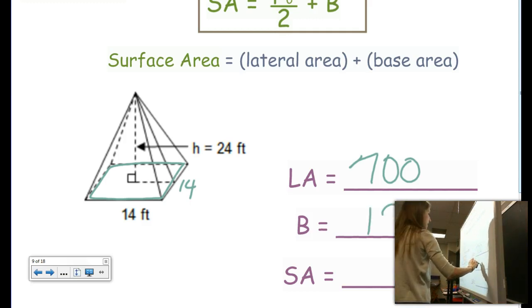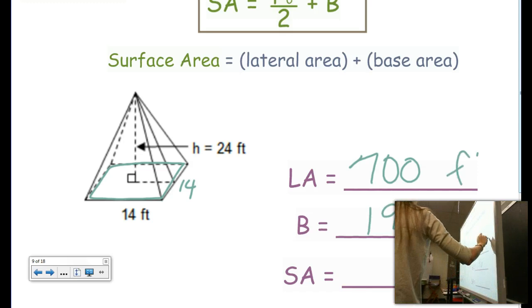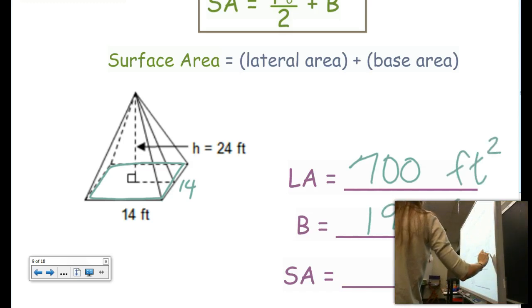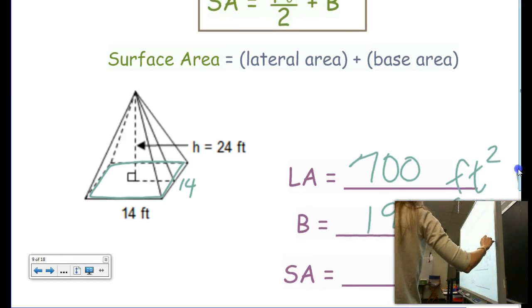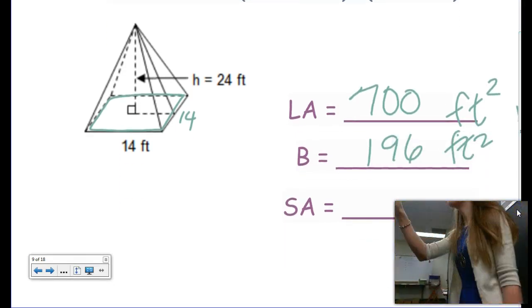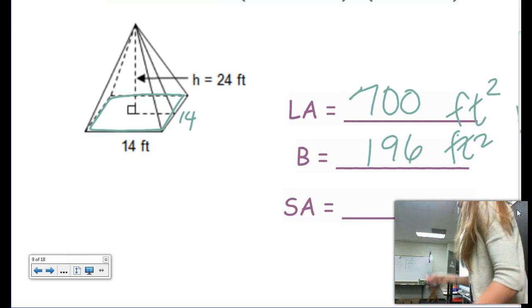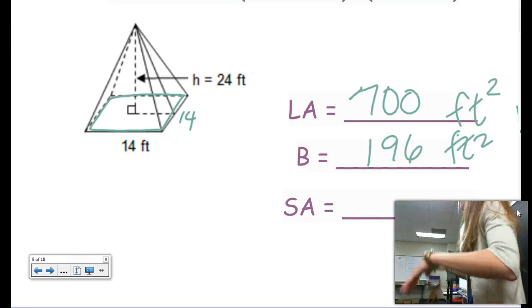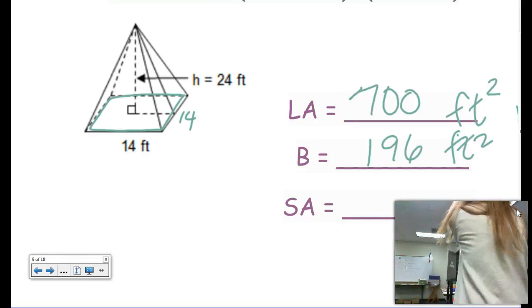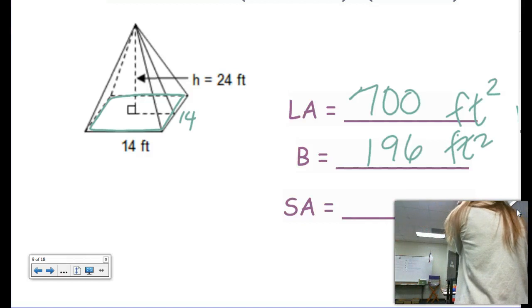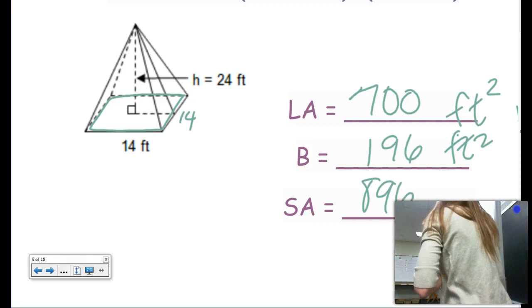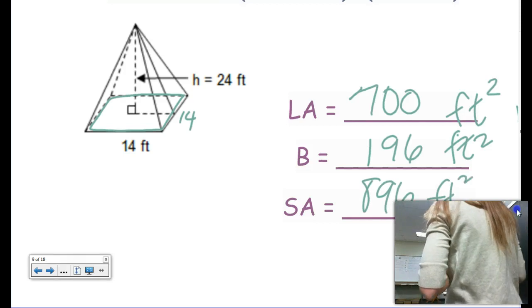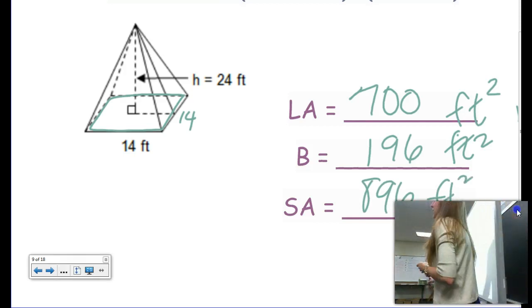Yeah, B is 196. We can do this in our head. We don't even need our calculator for this part. The cool thing about a pyramid is that it only has one base. So you don't have to do like a prism LA plus 2B. All you have to do is LA plus B. That plus that. 896. Don't even need a calculator for that part. Feet squared.